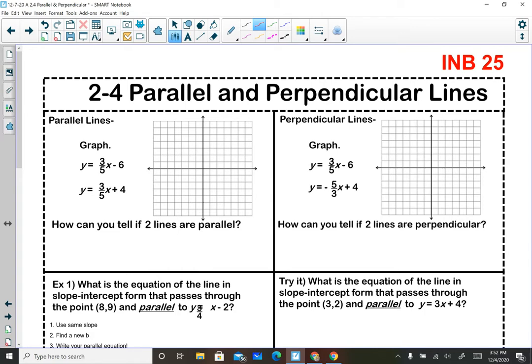So for parallel lines, we're going to graph these two and see if we can figure out what the relationship is. So I gave you two equations. Let's get them graphed. So we know we're going to graph in y equals mx plus b because it's in slope-intercept form. And I can see that the y-intercept is -6. So I'm going to plot at -6, and then I'm going to rise 3 and run 5. So this should be pretty easy at this point. And then here's my line.